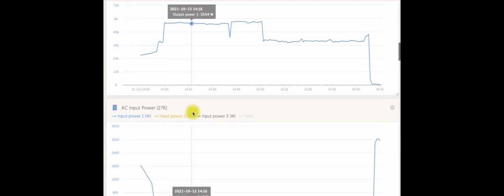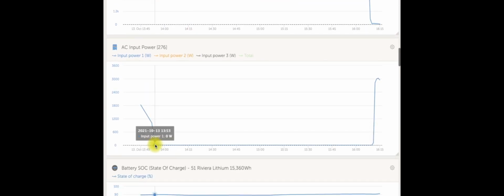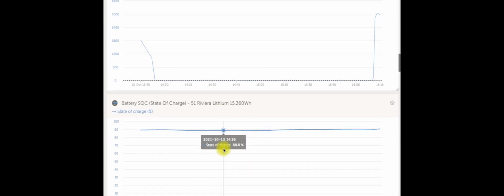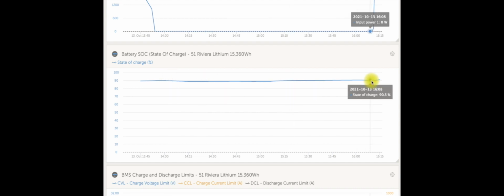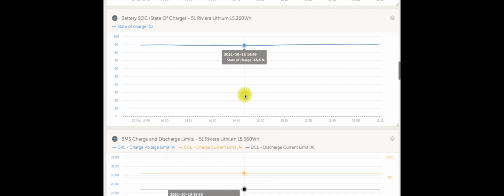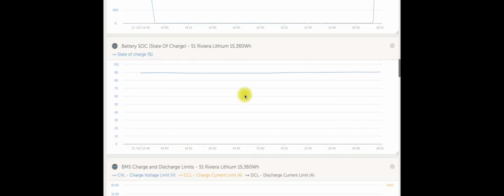Yeah, we had everything conceivable on, and there's no AC input power during this test period from here to here. We started off with a state of charge of the battery about 89.5%. At the end of the trip, we're 90.3. So the batteries were slightly charged during this period of time that we're running with all those loads.